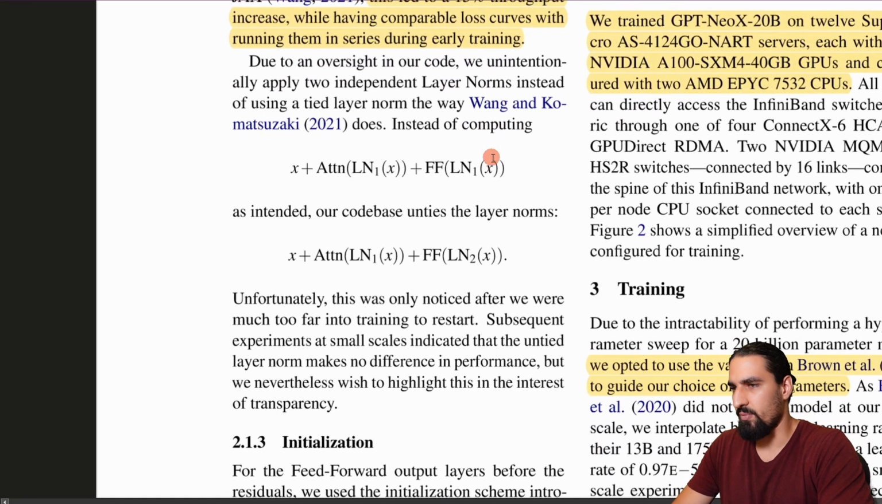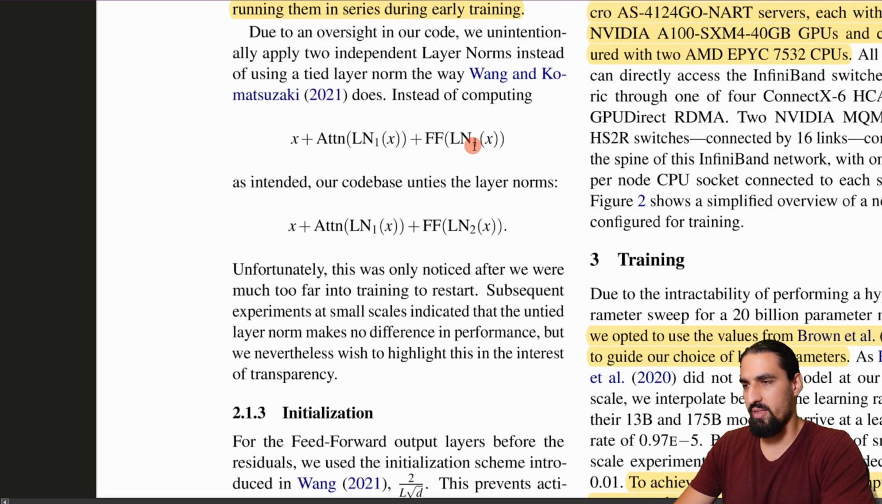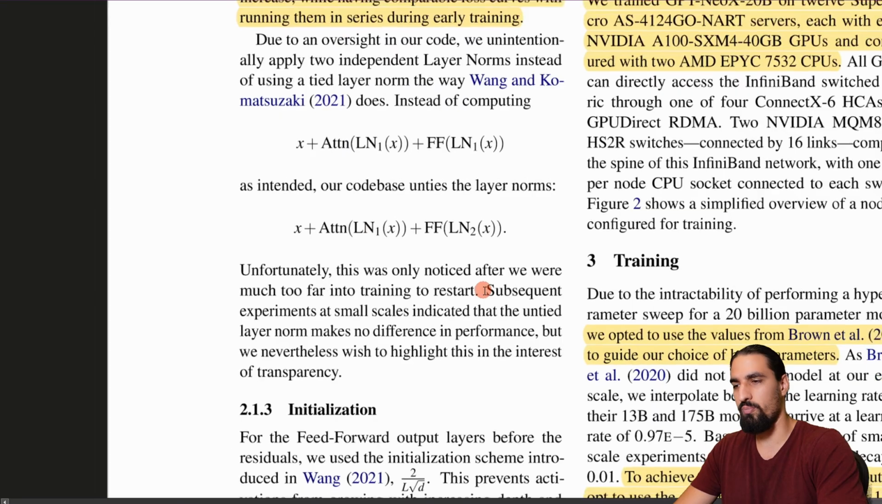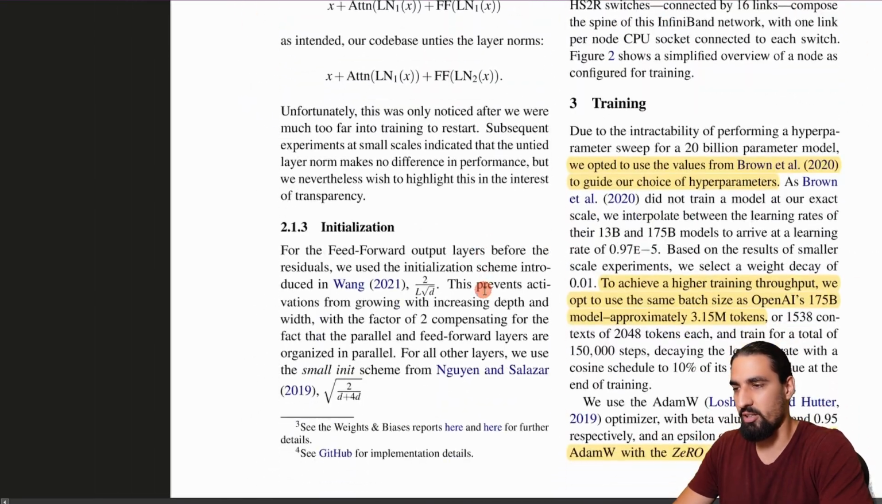Then they mention, due to an oversight in our code, we unintentionally applied two independent layer norms instead of using a tied layer norm the way that these authors here do. So instead of computing this thing, you can see that they actually decouple ln1 and ln2. So just the bug they had in their code. Okay.